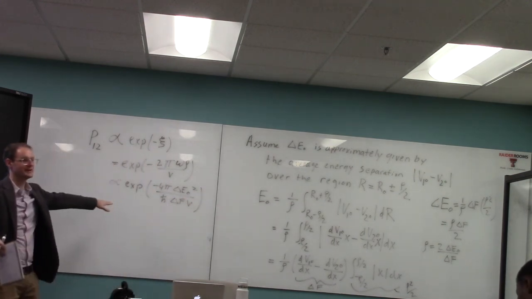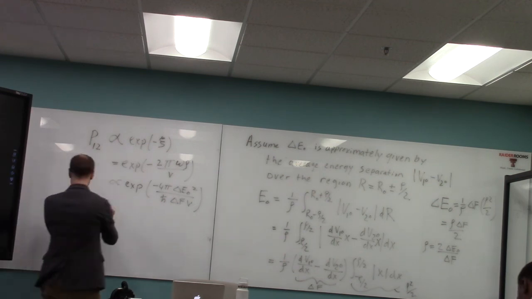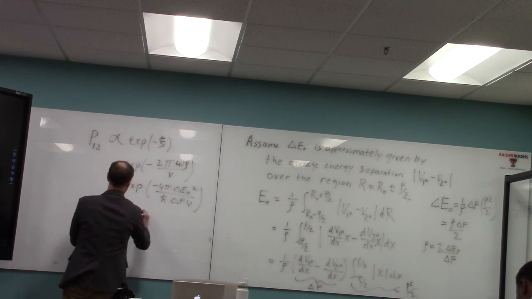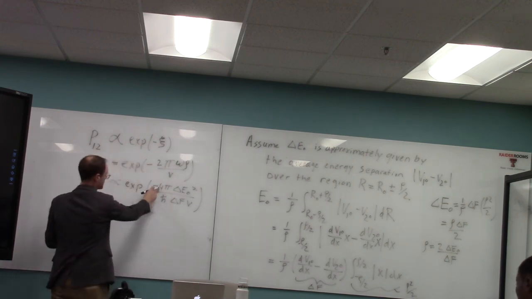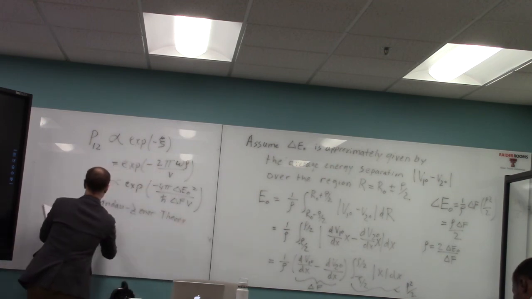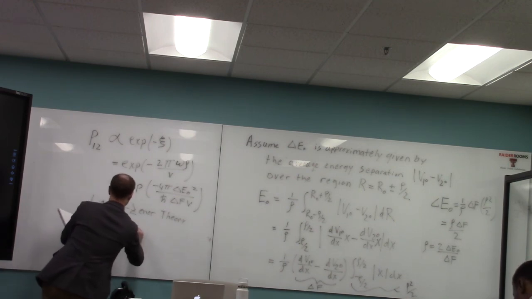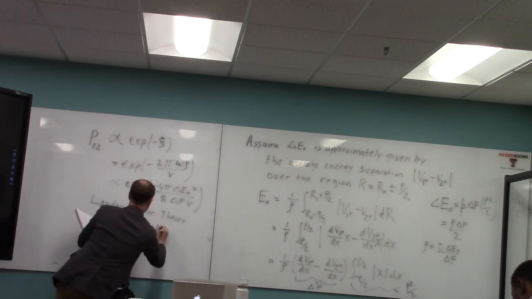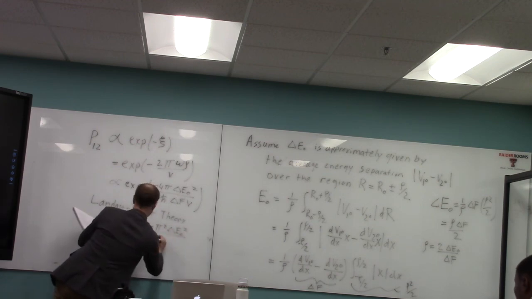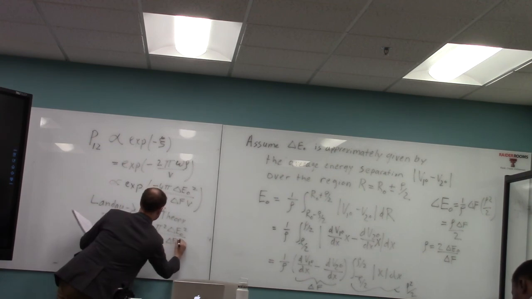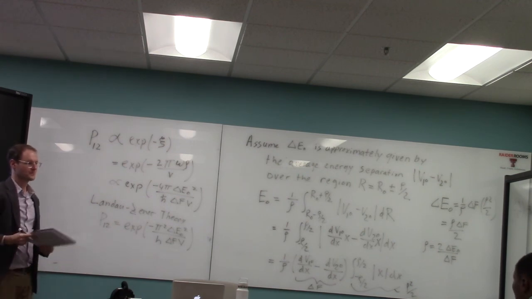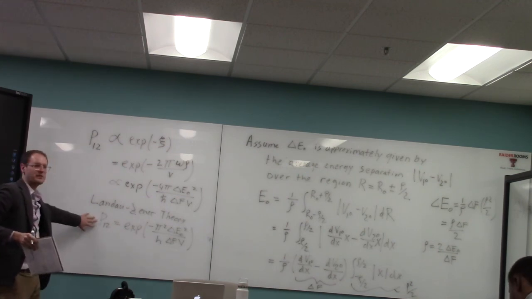And this was a very simplified derivation of Landau-Zener theory. The actual Landau-Zener theory gets a slightly different constant here, but the probability is equal to the exponent of minus pi squared times the energy difference squared over h times delta F times velocity. And so this is the probability each time you cross.